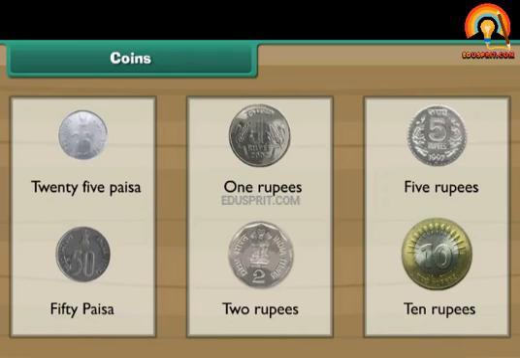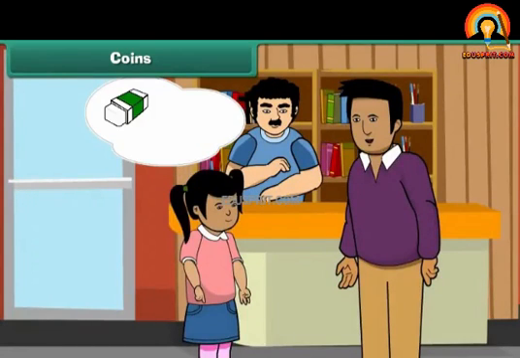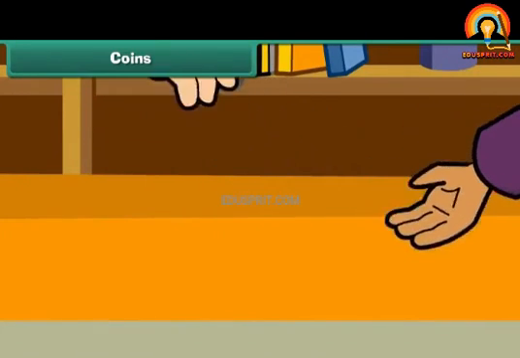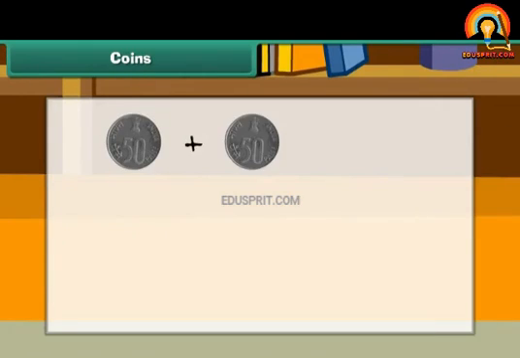Now let us use these coins in different combinations. You want to buy an eraser. It costs 1 rupee. Your father has 2 50 paisa coins. He gives them to the shopkeeper and buys the eraser. Therefore, 2 50 paisa coins make 1 rupee.